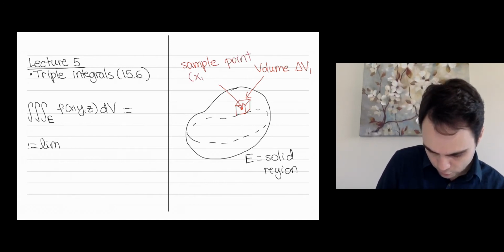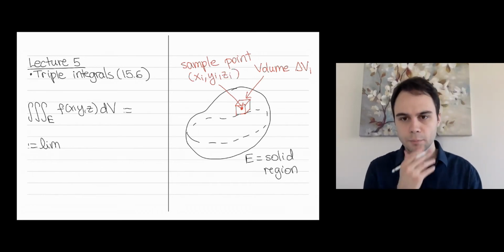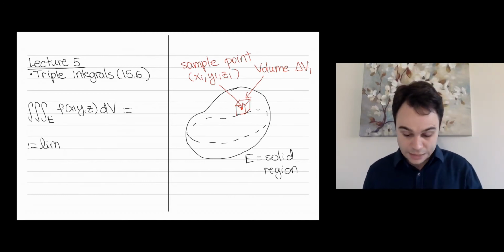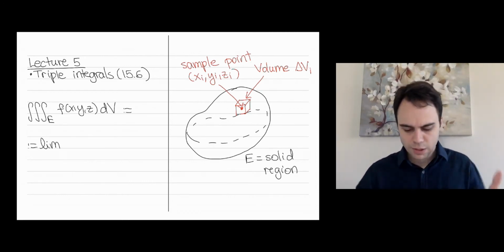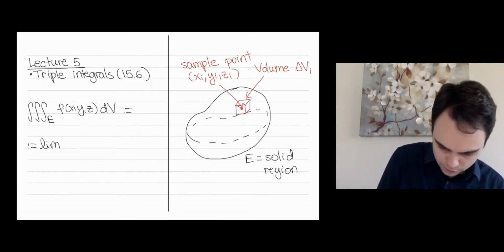And it'll have coordinates. So this is the ith sample point. The coordinates will be xi, yi, zi. Okay, so to form a Riemann sum, I need to subdivide my region and pick sample points. And then once I've done that, here's what the Riemann sum looks like.